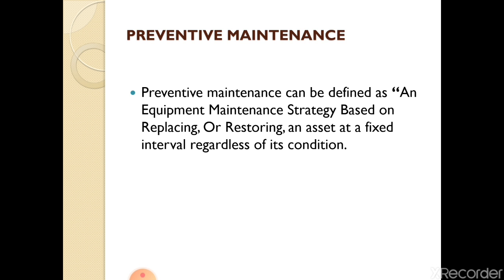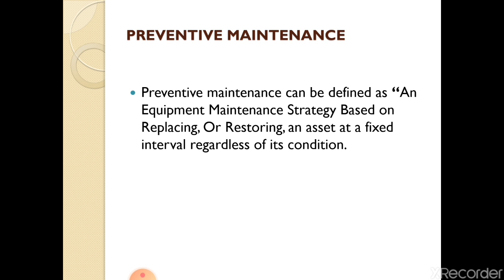So preventive maintenance can be defined as an equipment maintenance strategy based on replacing or restoring. So here we have two things. One is you can replace the component part or spare parts, or you can restore the asset at a fixed interval regardless of its condition. And here a very important thing is preventive maintenance is done on the basis of time or based on usage.